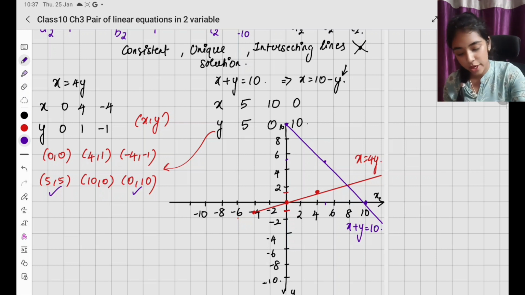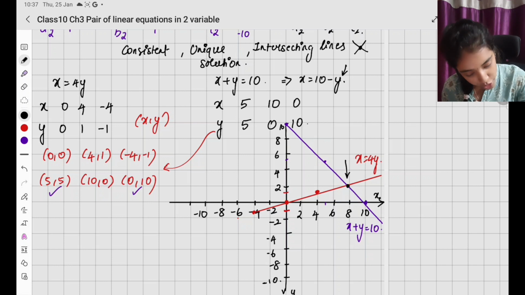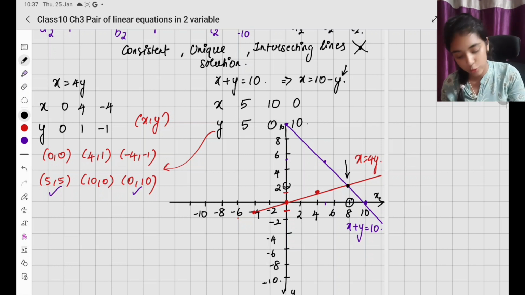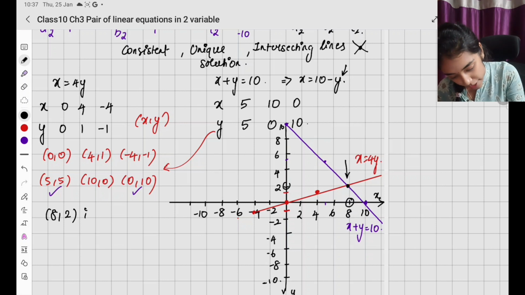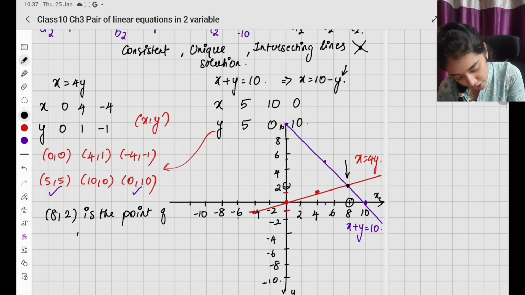Now what is the point of intersection here? The point of intersection is going to be over here, which is going to be, what do we have at this place? You have x value is going to be 8 and y value is going to be 2. So we have 8, 2 is the point of intersection. And what is the unique solution? It is going to be 8, 2.